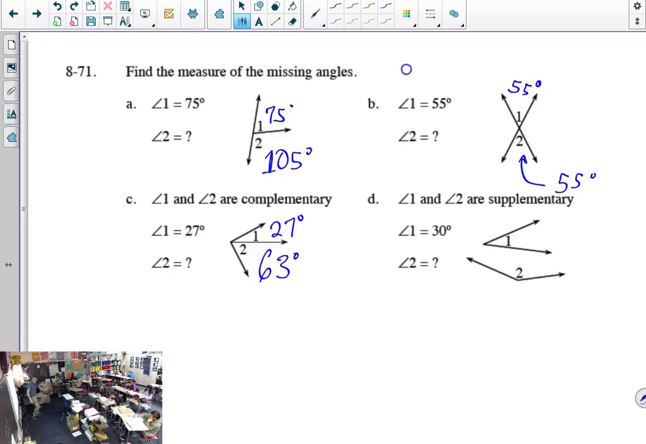And Emma, if these are supplementary, now remember we said they don't have to be connected. These are not adjacent, but they're supplementary. If this is 30 and these add up to 180, what should angle 2 be? They're supplementary. So get to the 80, then add 100. What needs to add to 30 to make 180? Back yourself down. 150. Because 30 plus 150 makes 180.